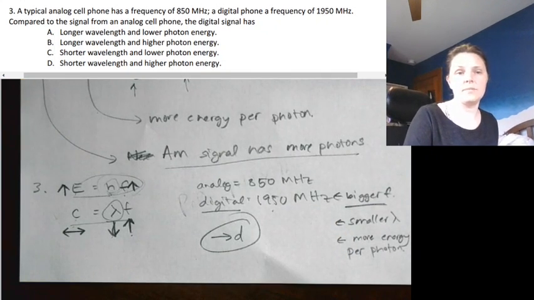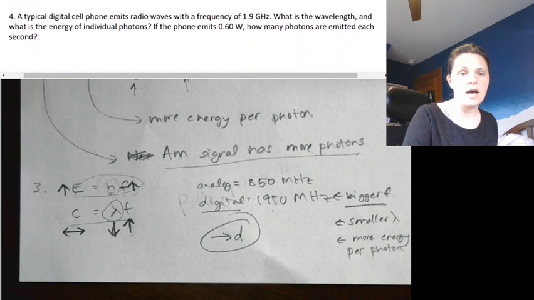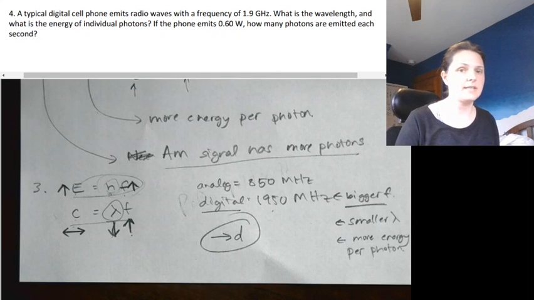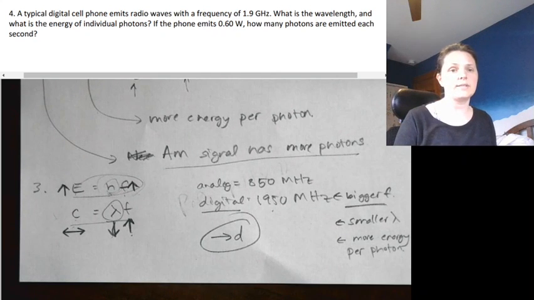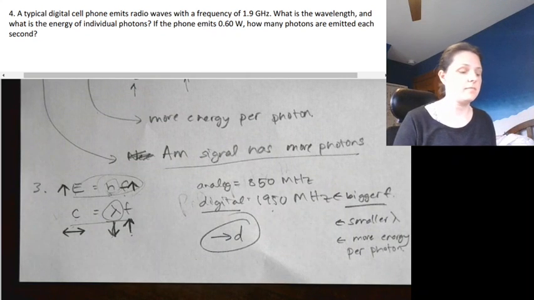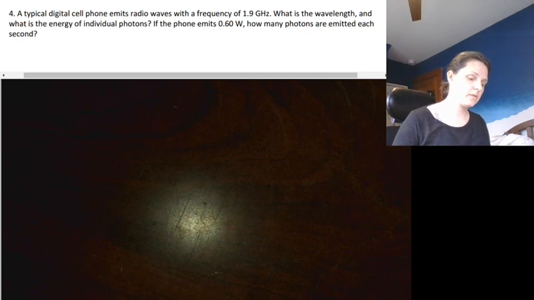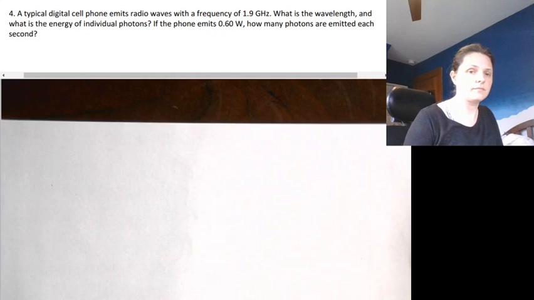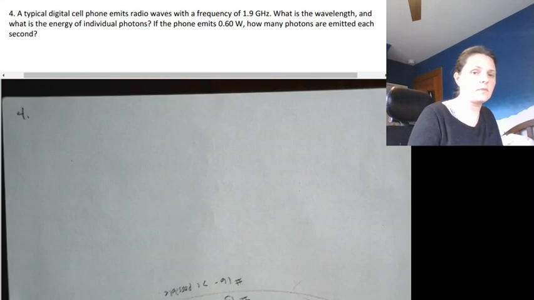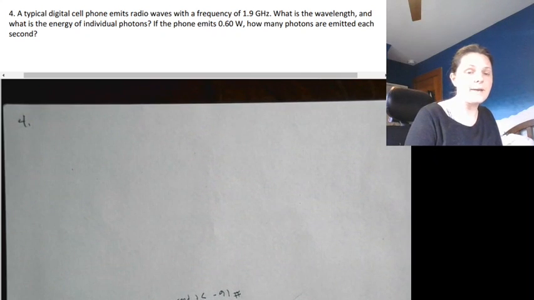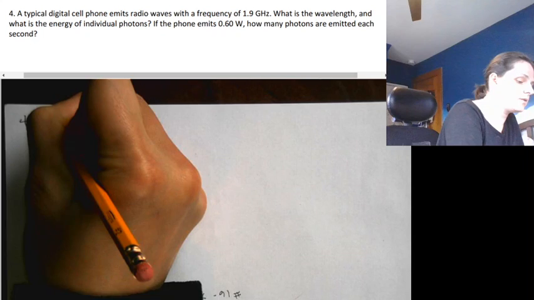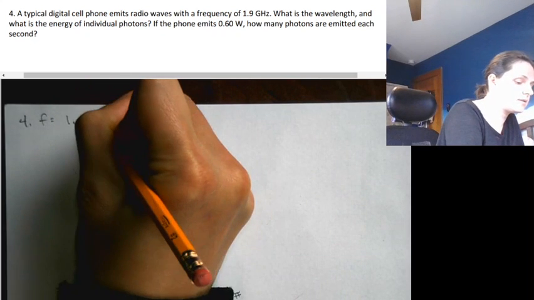Okay, let's do the next one. A digital cell phone emits radio waves at a frequency of 1.9 gigahertz. What's the wavelength? What's the energy of individual photons? And how many photons are emitted each second? Okay, so we have that F is 1.9 gigahertz.